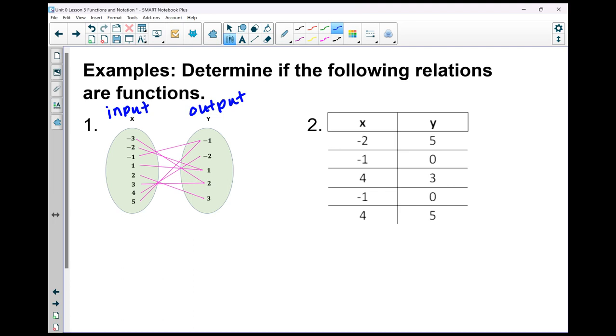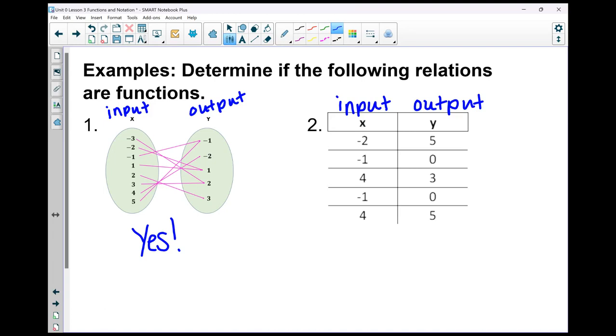I notice that each of these inputs has a unique output. There's no input that has two different outcomes. So I'm going to say, yes, this is a function. It passes the definition. Similar to the mapping diagram, the table does show input on the left, x values, and output on the right. Hopefully you are familiar with tables from Algebra 1. It is a common representation of relations and functions. We just want to check that every input is unique and has a unique output.